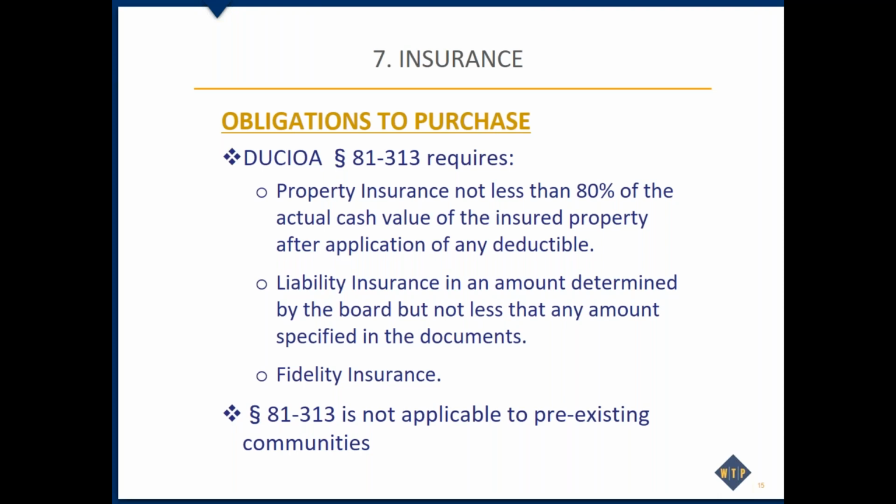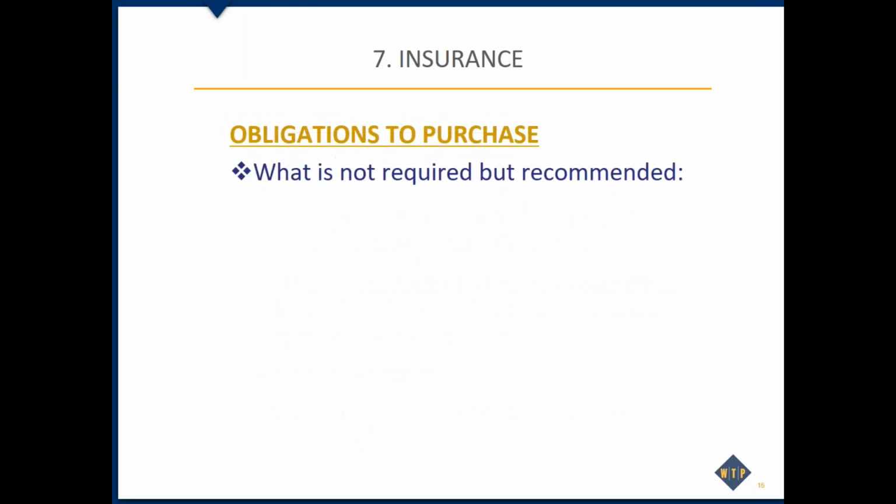So that's what's required. Let's talk a little bit about what's not required that a lot of associations purchase anyway. And the first one, D&O insurance. I know it's a shocker that that wasn't listed as a requirement in the statute, and I rarely see it in governing documents, but most community associations choose to purchase D&O insurance, which will cover the directors and officers when they're sued in their individual capacity for breaches of fiduciary duty.